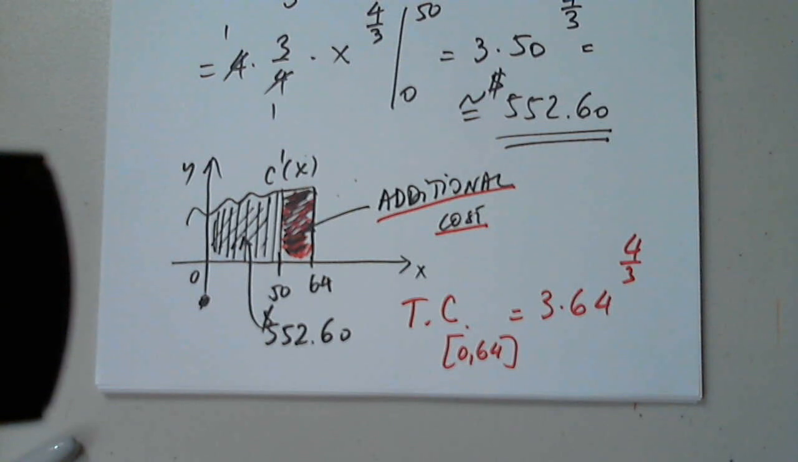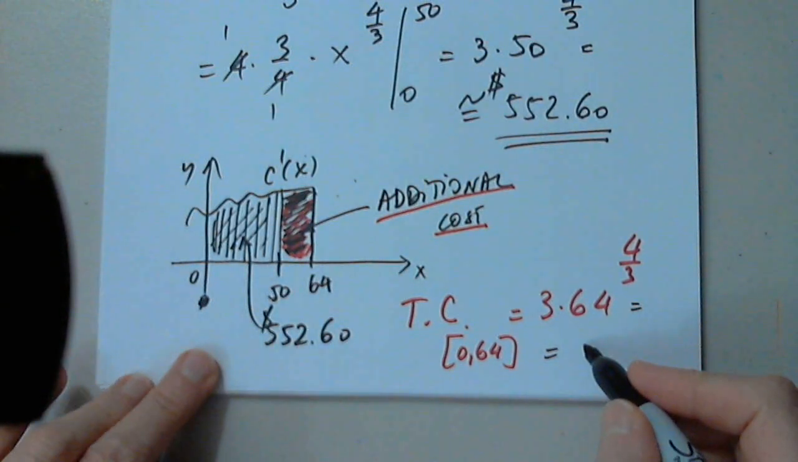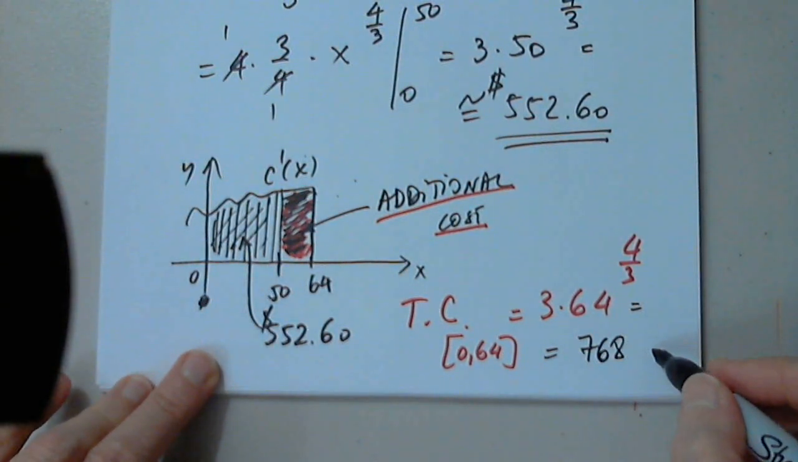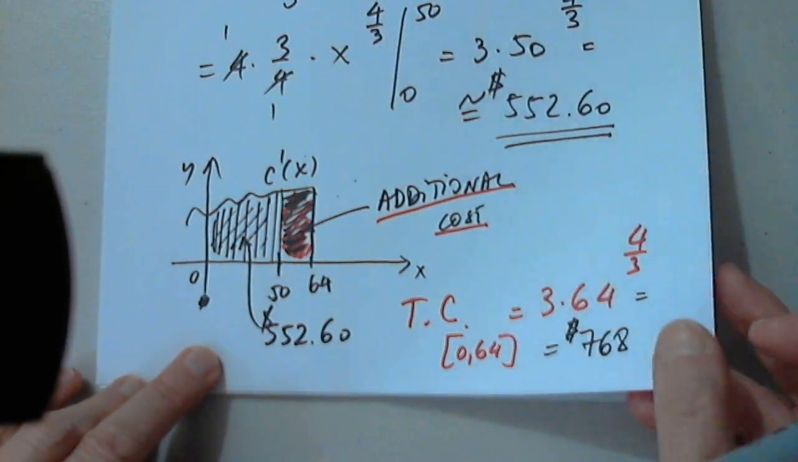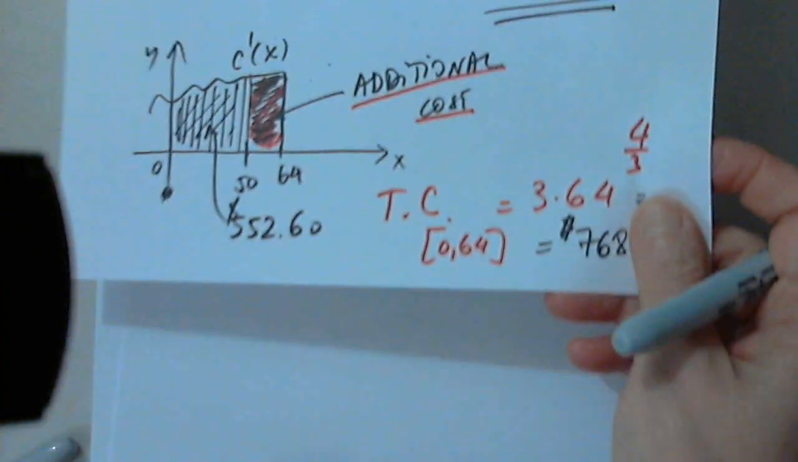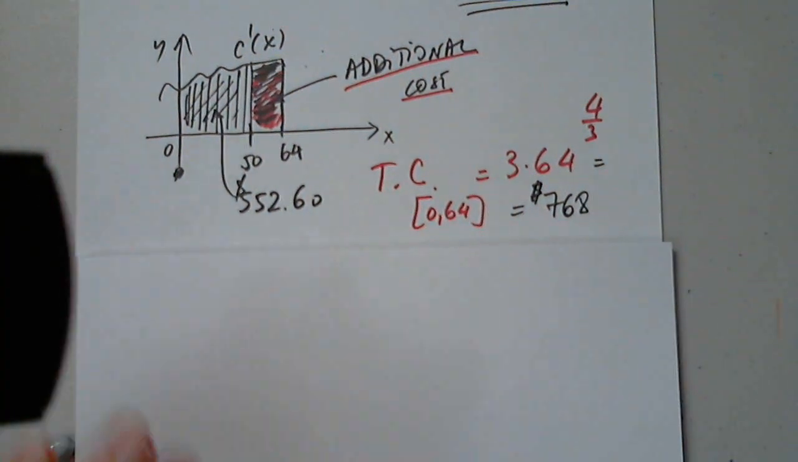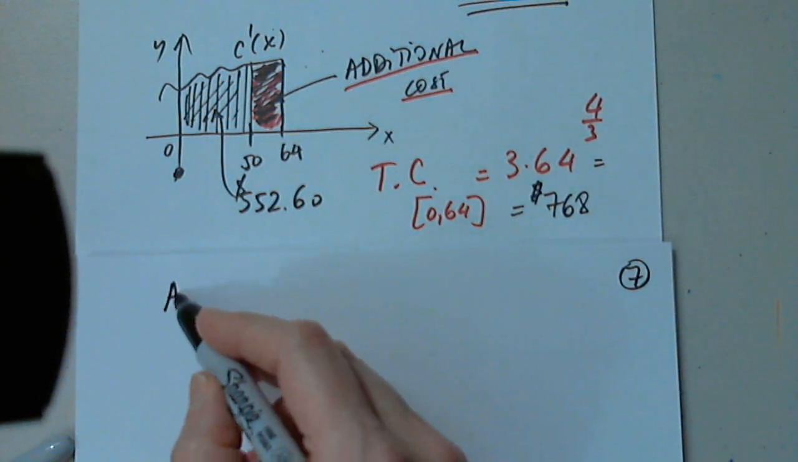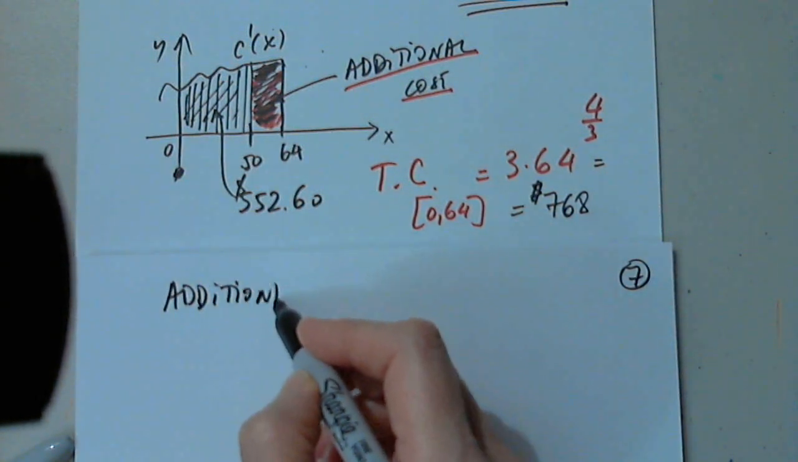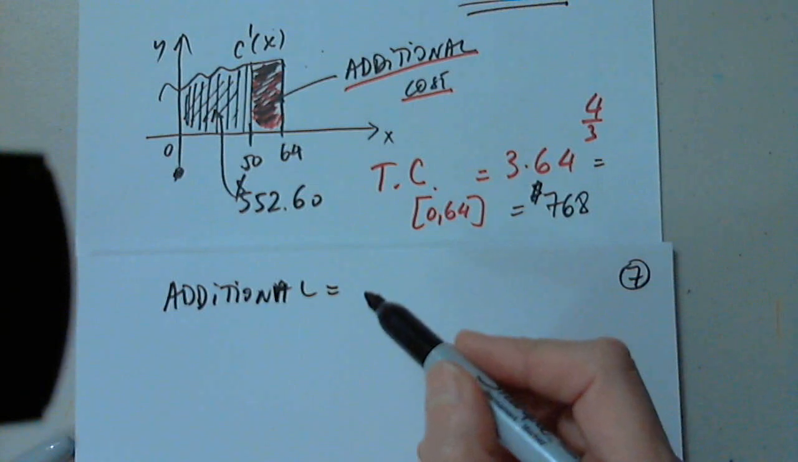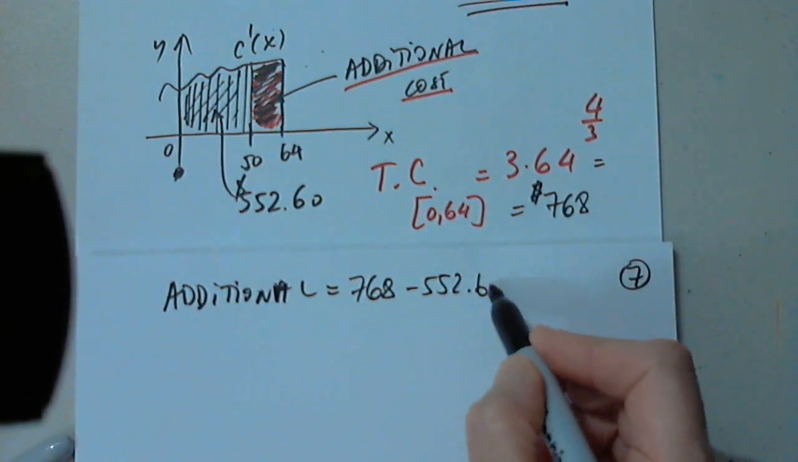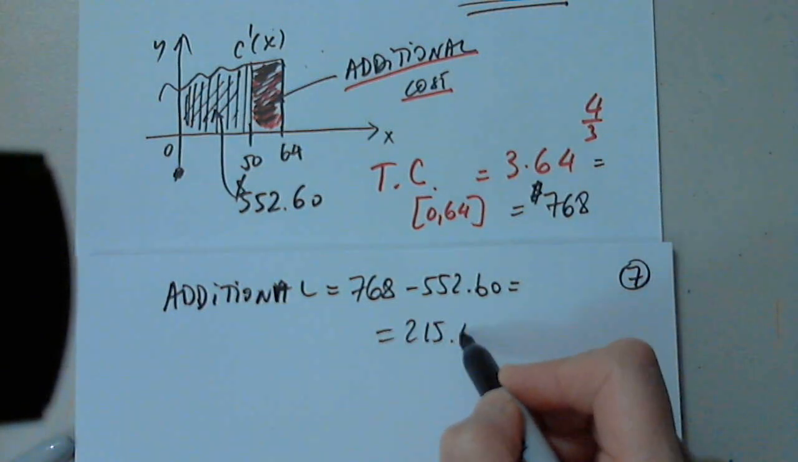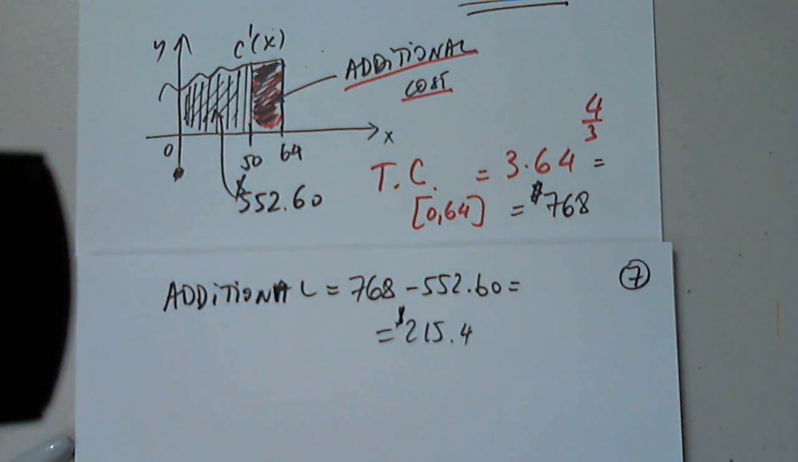$215.40. So I'll copy what we just got. We got 768, and of course this is in dollars. And the additional, let me go to the next page. Additional will be 768 minus 552.60, which is 215.4. Any questions on this problem?